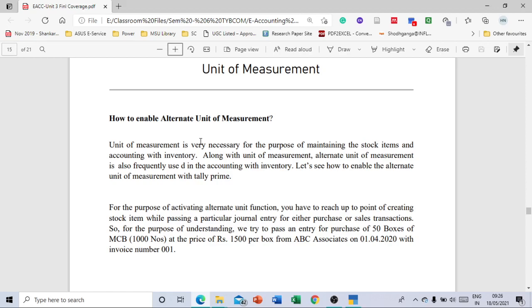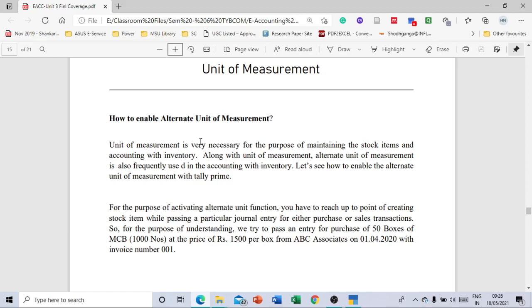In the unit of measurement, if you remember, it is very useful in the case of stock inventory or stock measurement. So when you are doing accounting with inventory, the unit of measurement becomes one of the important aspects which you must know. Now, the topic which I have covered for the purpose of understanding has the heading unit of measurement, but it is something more than that.